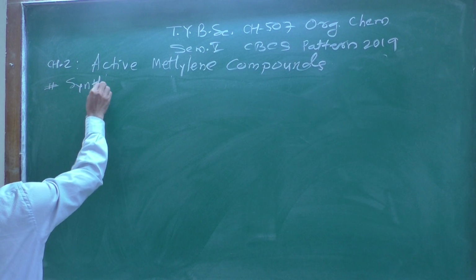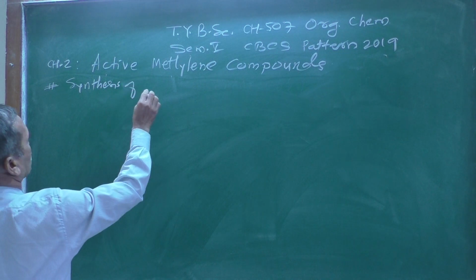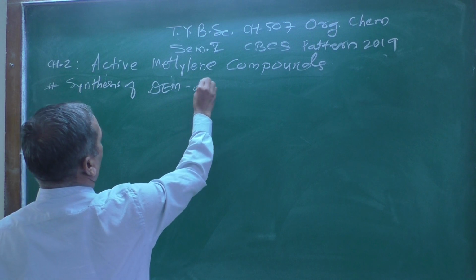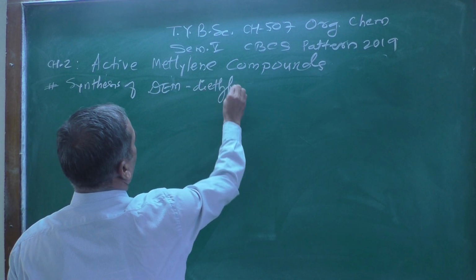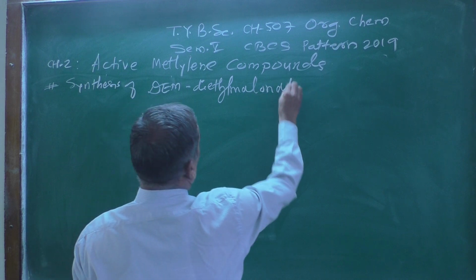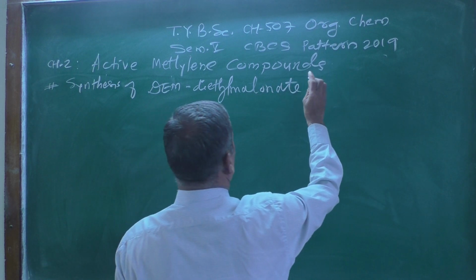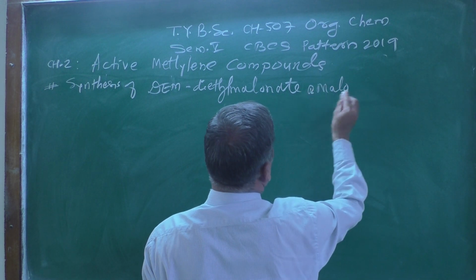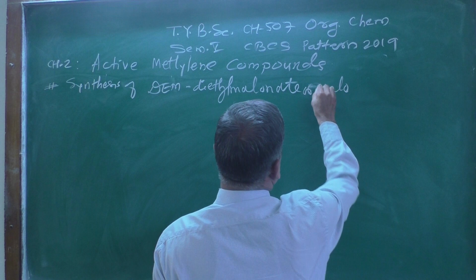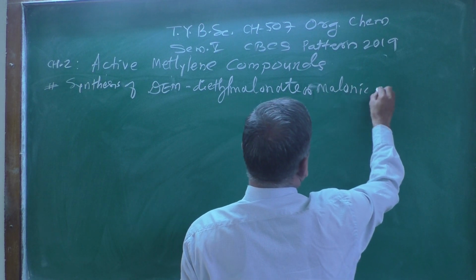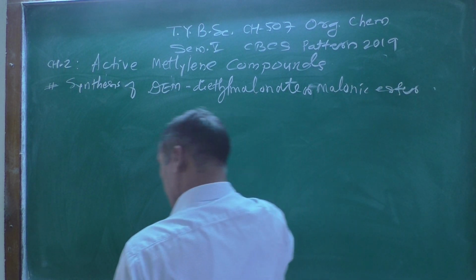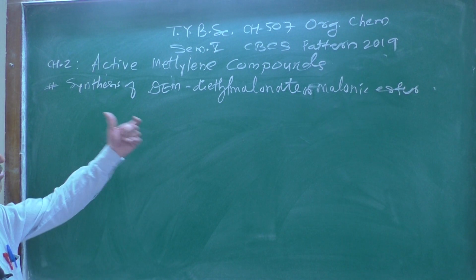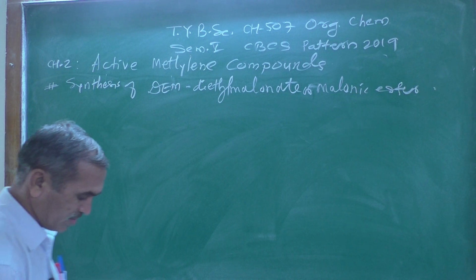First one is the synthesis of DEM. DEM means diethyl malonate, or we can call it a malonic ester. Now see here, first, the synthesis of diethyl malonate or malonic ester.